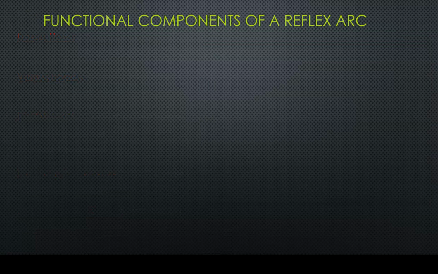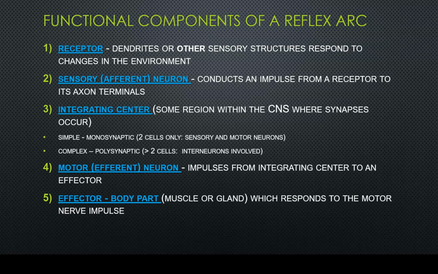Okay? Now let's talk about a reflex arc. And the first thing that I want to talk about is just generally the 5 functional components of a reflex arc. So, first of all, a reflex is an unlearned, rapid, involuntary, and predictable response. So, a reflex arc is the neural pathway that's involved in this reflex. And the reflex arc consists of 5 components.